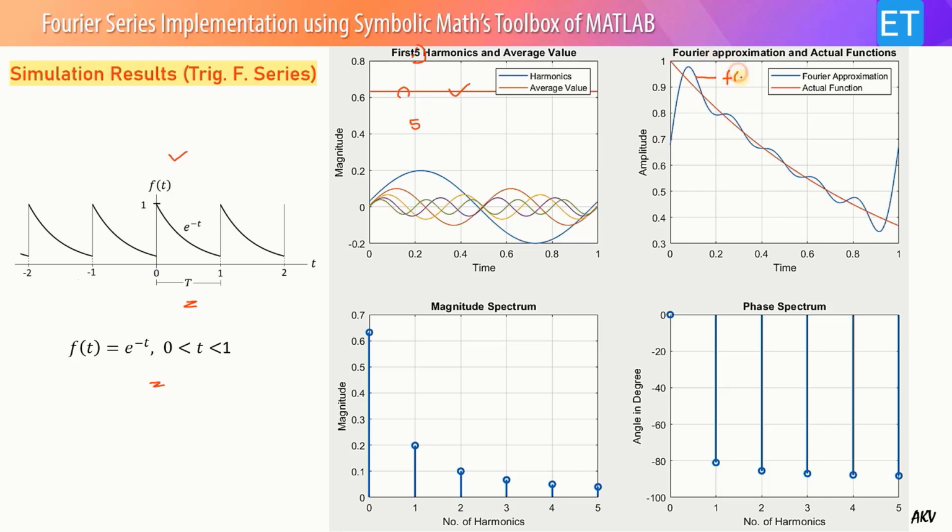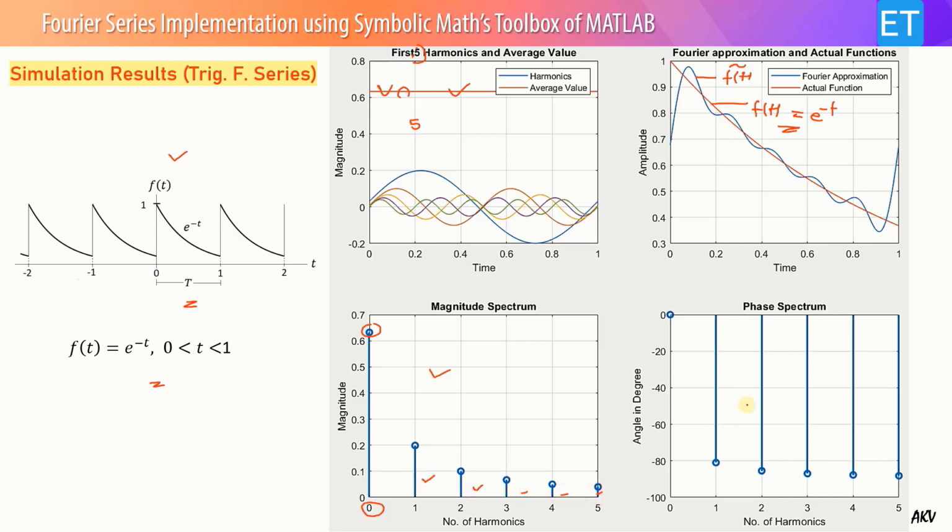This is your approximated function f(t), and this red one is your actual exponential function, which is e power minus t. You can see that only 5 harmonics can approximate the signal like this, which is quite close to your original function. And if you increase the number of harmonics, this closeness will further increase. This is the magnitude spectrum. This is n equal to 0, which means it is your average value. Same here you are getting. And this is your first harmonic, second harmonic, third, fourth, and fifth harmonic.